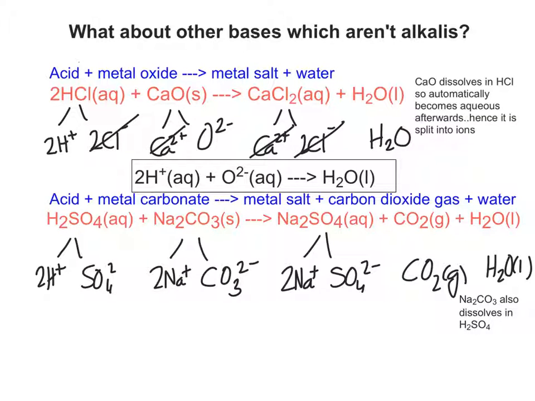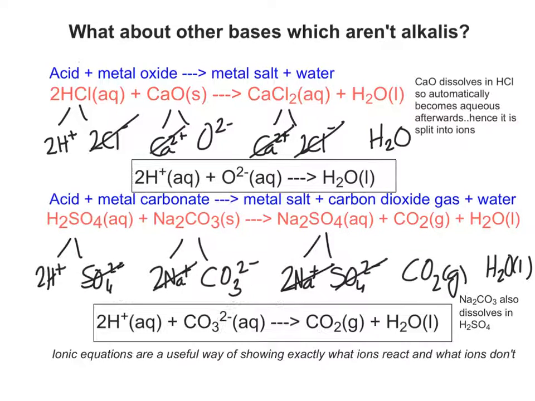Hopefully you were able to split everything that's aqueous into its ions. If you did so, well done for getting that. Now what we have to do is to cancel what appears twice. So you've guessed it, it's the sulfate, it's the sodium, which leaves us with our ionic equation. So ionic equations are a useful way of showing exactly what ions react and what ions don't. So the ions that don't react, the ones that are crossed out in other words, are called spectator ions.